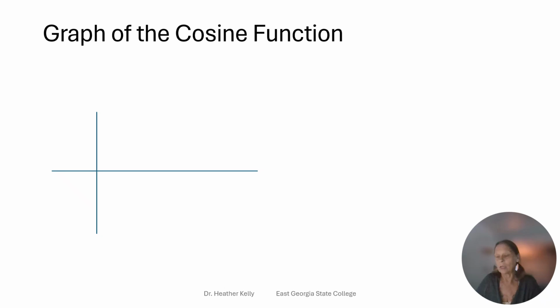All right, let's look at the graph of the cosine function. Now the cosine is the exact same shape, but it's shifted over. So it starts at 0, 1. It comes down, goes back up, and it ends. And again, this is one period of it.